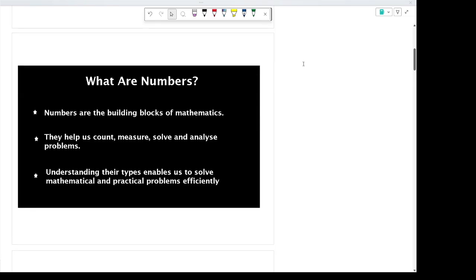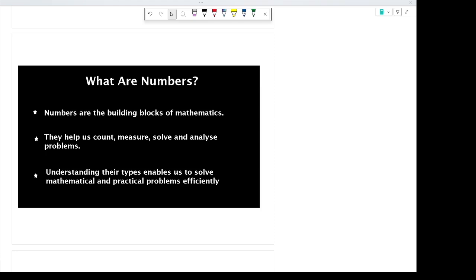First of all, we are going to look at what numbers are, or what a number is. Numbers are the building blocks of mathematics. They help us to count, to measure, solve, and analyze problems. So, understanding the different types of numbers enables us to solve mathematical and practical problems efficiently.